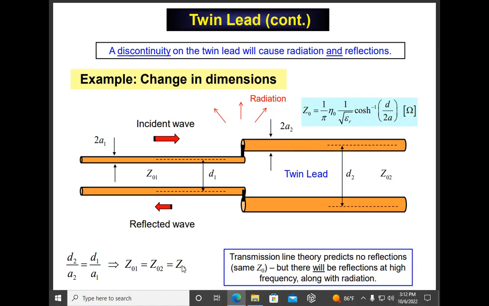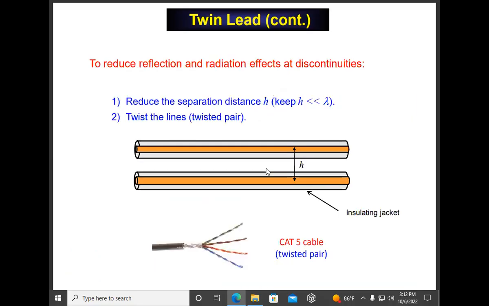So transmission line theory would say, hey, if they've got the same Z0, Z01 is equal to Z02, there shouldn't be any reflection, right? But not in the real world. In the real world, this is a discontinuity, right? And so not only will there be some reflected wave, yeah, there'll be some radiation too, right at that junction. It's unavoidable. Again, usually getting worse at high frequency. Okay. All right. Now, so again, to reduce these effects in twin lead, make the spacing as close together as possible. The best you can do is they're touching, right? They've got a layer of insulation around them, but just bring them so that the insulation's touching.